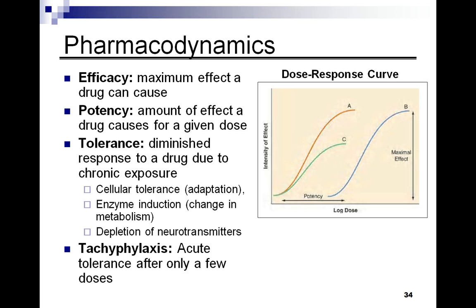Tachyphylaxis is a term that just describes acute tolerance after only a few doses. So when you're on your 4th or 5th dose of ephedrine in the operating room, you may see less of an effect, and that could be due to tachyphylaxis.